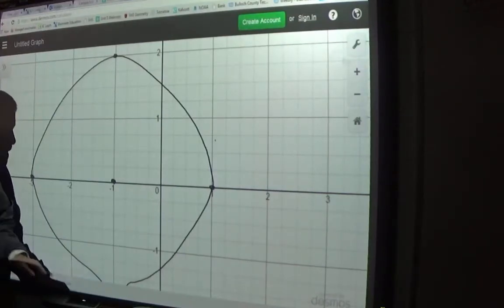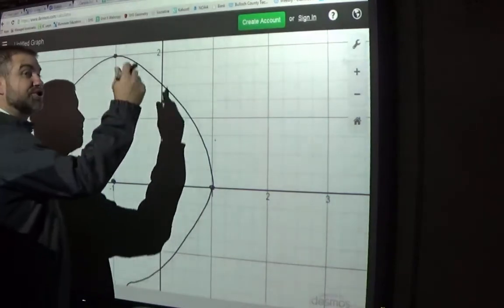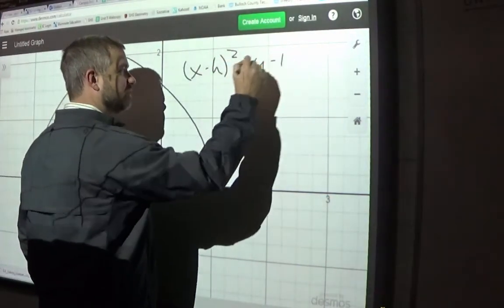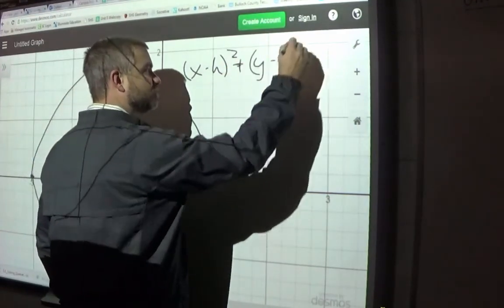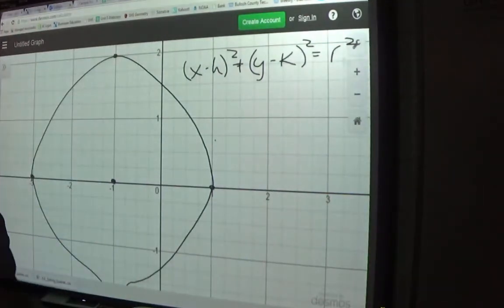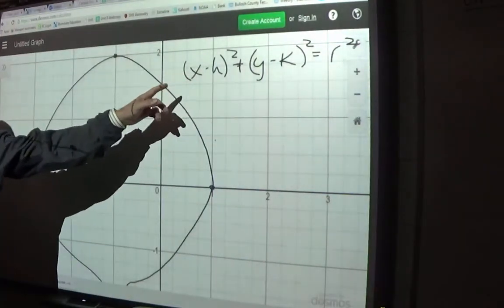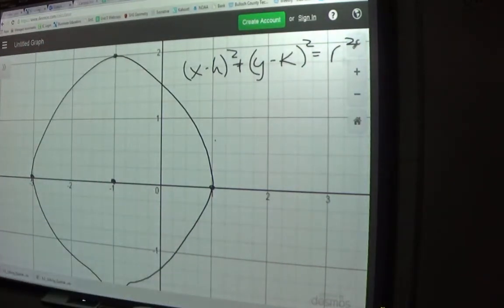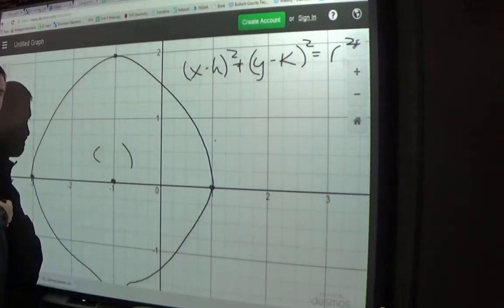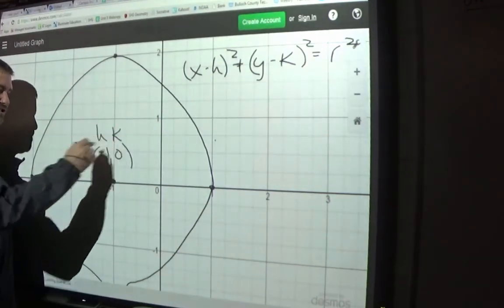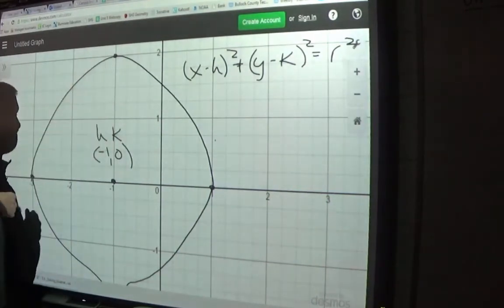All right, here we go. Start off with x minus h squared plus y minus k squared equals r squared. That's the formula anytime the center is not at the origin. If the center is at the origin, it's just x squared and y squared. So you have to find the center. What are the coordinates of the center? Negative 1, 0. So that's your h and that's your k, and they have to go into that formula.